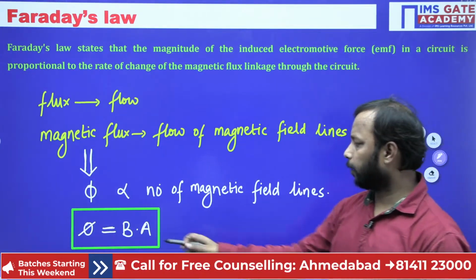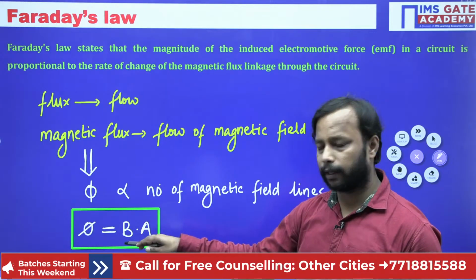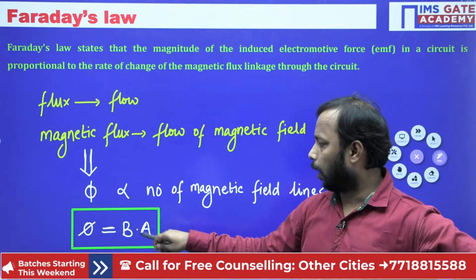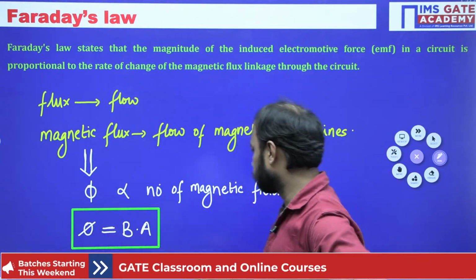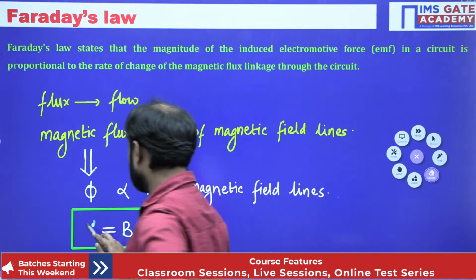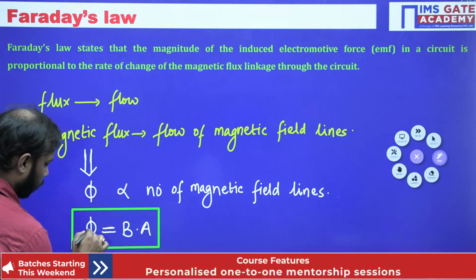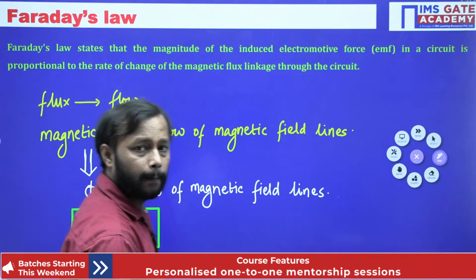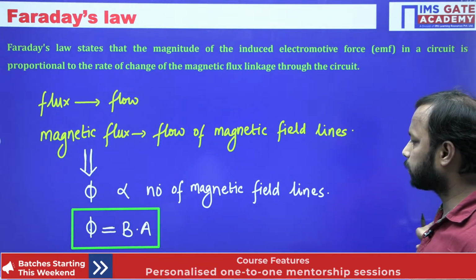A magnetic field intensity B passing through an area will give you magnetic flux. Now see here what Faraday says.